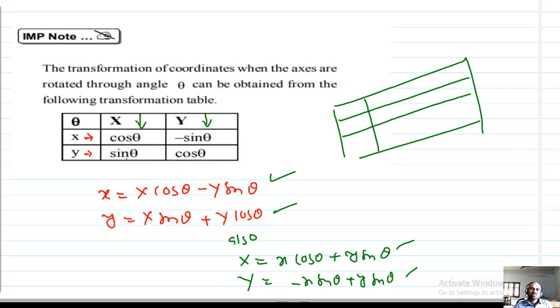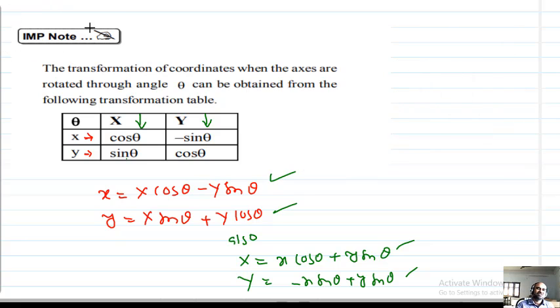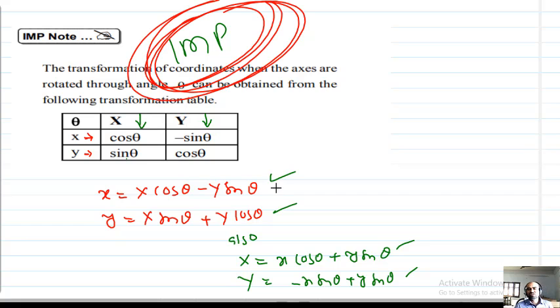Listen, students. This is capital X, capital Y. This is small x, small y, theta. Cos theta, minus sin theta. Enough. Then sin theta and cos theta. Now you know how to operate it. So by using this table only, you can complete the problems. That's why this table is very, very important for us. Everyone should remember this table.